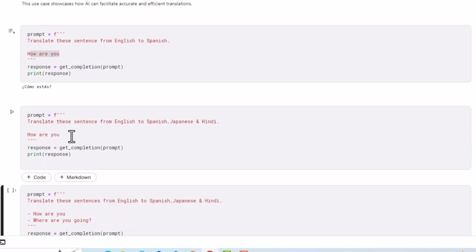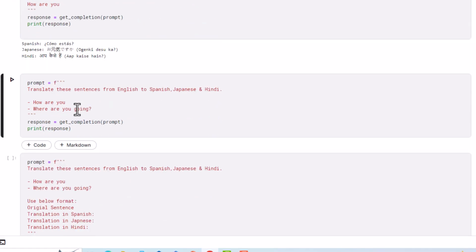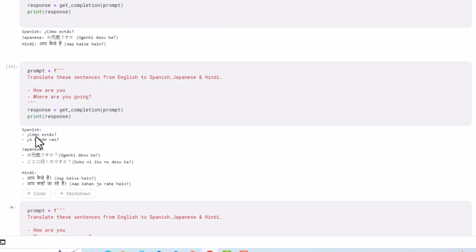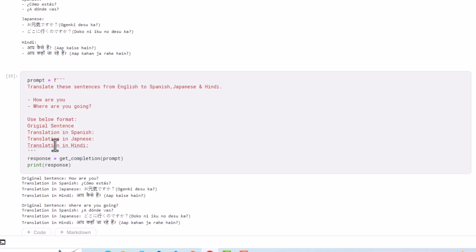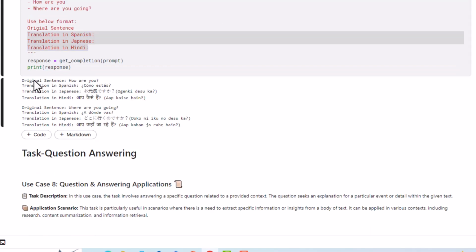Now, the other prompt is that I want to translate into multiple languages from English: Spanish, Japanese, and Hindi. So this will translate from English to Spanish, Japanese, and Hindi. Now I have two sentences which I want to translate. As you can see, the model has translated a sentence into multiple languages, but we want it in a very specific format. So we'll update our prompt and say that we want the original sentence and then we want the translated versions. So here is the model output where you have the original sentence and then you have multiple versions of the output.